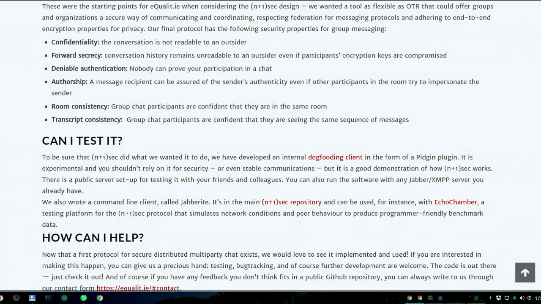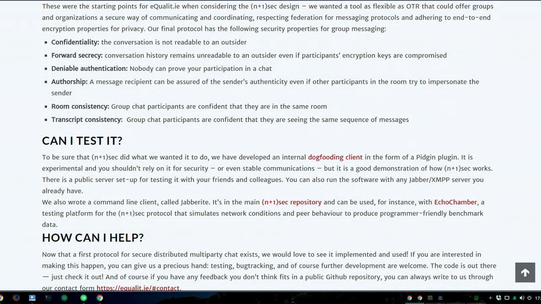Deniable authentication. Nobody can prove your participation in a chat. Wow. Okay, that seems very nice. That is very important to a lot of people. So authorship. A message recipient can be assured of the sender's authenticity. Say that 3 more times. Yes, even if other participants in the room try to impersonate the sender. So basically, we know who sent the message regardless of what happens.